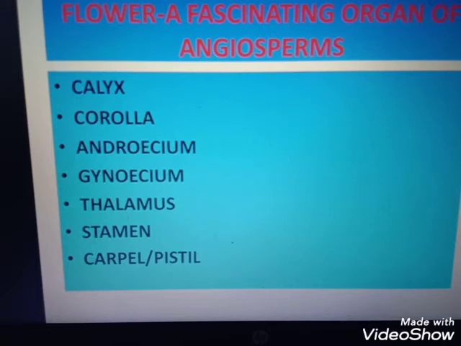The next question: draw a labeled diagram of an anther lobe at the microspore mother cell stage, and mention the role of different wall layers of the anther. So you have to draw the labeled diagram of an anther lobe and mention the role of the different layers of the anther. The next question is also a labeling question, repeated in 2011. Draw a diagram of an enlarged view of a TS of one microsporangium of an angiosperm and label the following parts: tapetum, middle layer, endothecium, microspore mother cell.